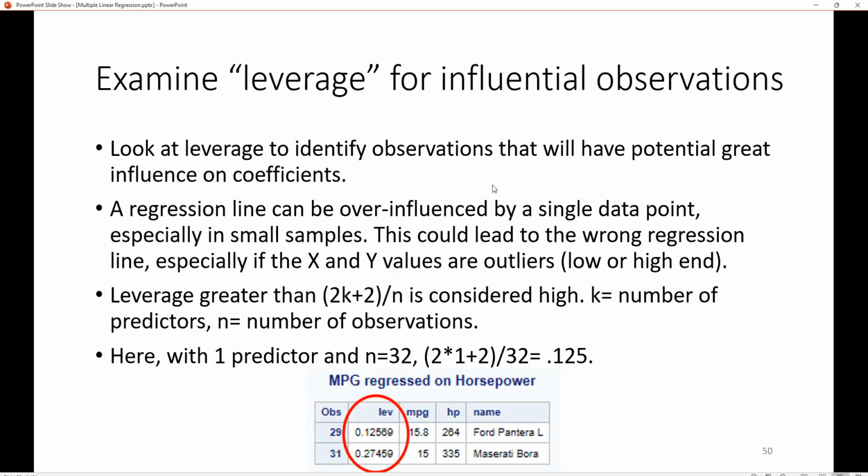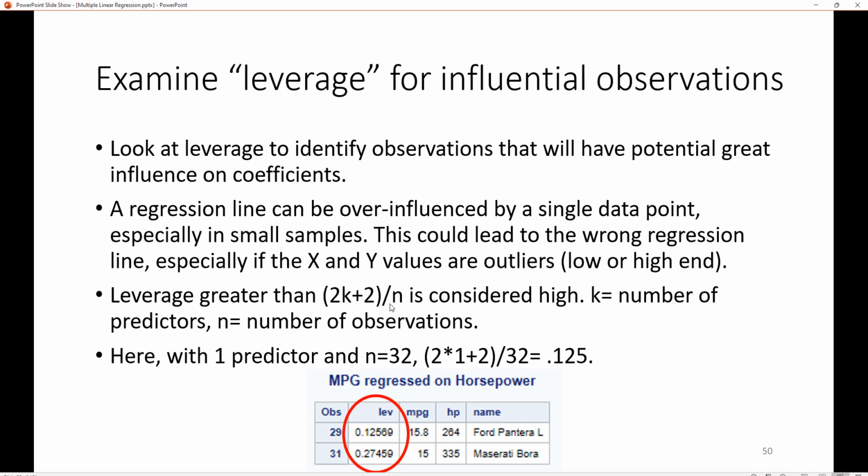We can also examine leverage for influential observations. We can look at leverage to identify observations that have great potential influence on coefficients. A regression line can be over-influenced by a single data point, especially in small samples. This could lead to the wrong regression line, especially if the x and y values are outliers. They could be on the low or high end.